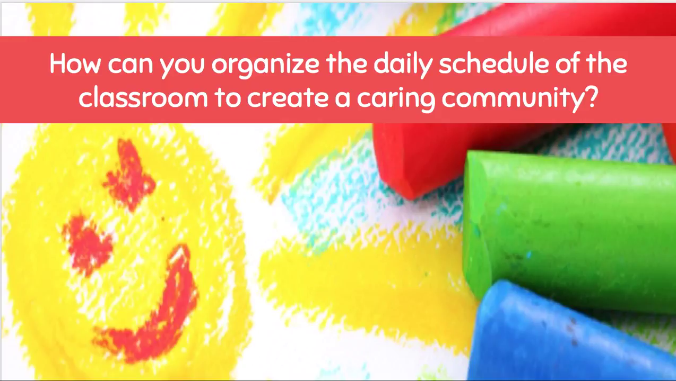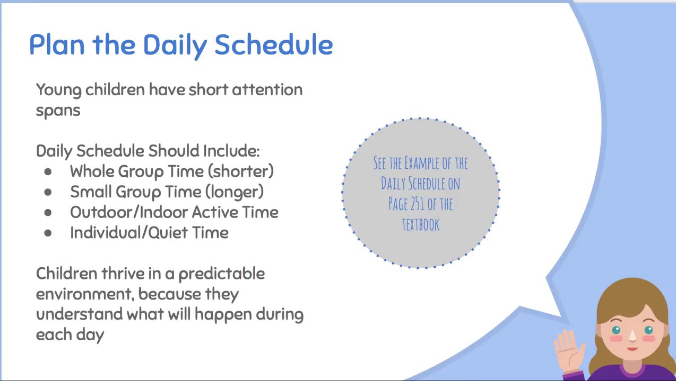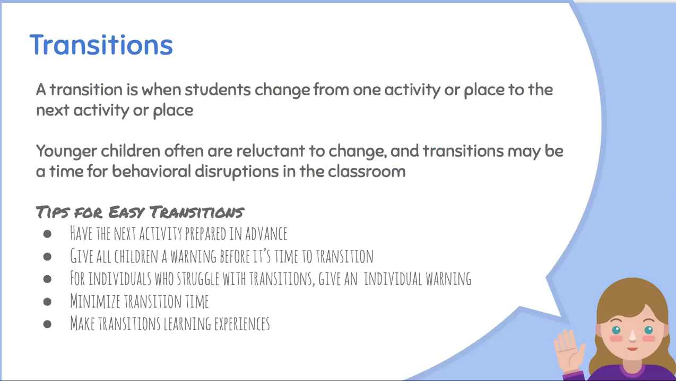How can you organize the daily schedule of the classroom to help create that caring community? How your day flows will really have an impact on those learners. So we talk about how young children, how their day should look. There's an example in your textbook on page 251 you can check out, but some of the things that we need to have on that daily schedule are included here. And an important part of that schedule is transition time. Transition time is really important. It's the time where children can misbehave the most. It's wasted learning time if you allow it to be. And so here are some tips for transitioning.